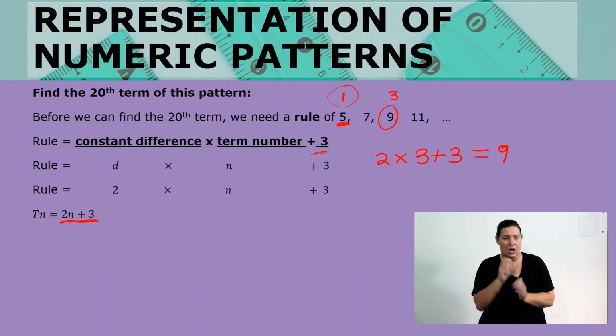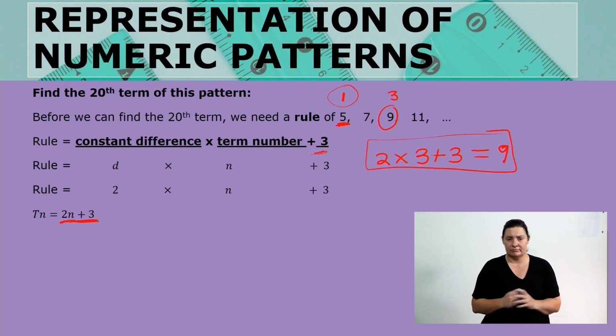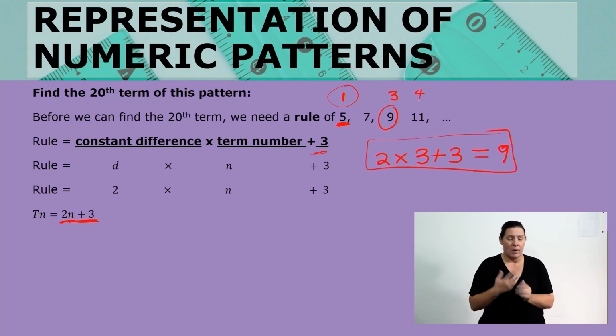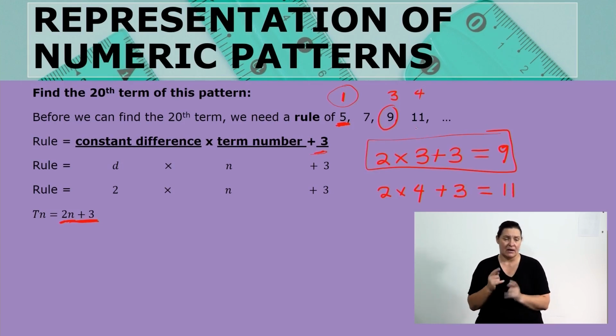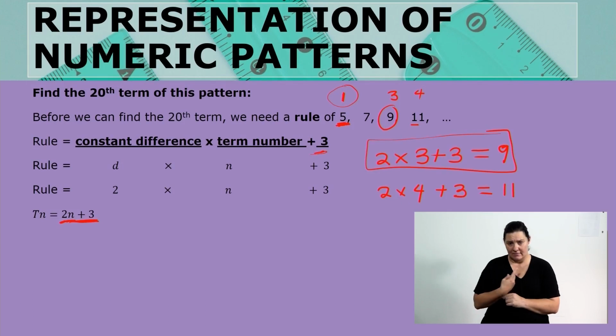And we can see that our rule actually works. And if you want to test it one more time, you can take the fourth term there and say that's 2 multiplied by 4, because that's our term number, and then we are going to add 3. And what is 2 times 4? It's 8. And then when we add 3, that gives us 11, which is the term number itself.